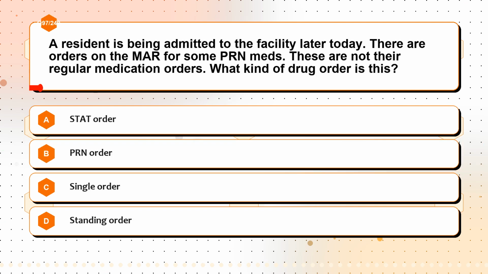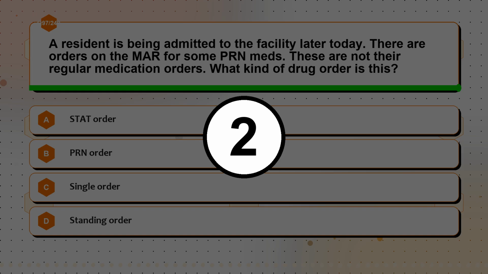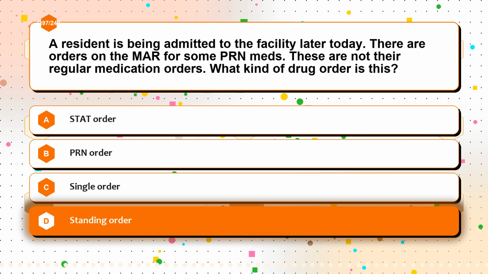Question 97. A resident is being admitted to the facility later today. There are orders on the MAR for some PRN meds. These are not their regular medication orders. What kind of drug order is this? Here are the options. Option A, stat order. Option B, PRN order. Option C, single order. Option D, standing order. The correct answer is option D, standing order.